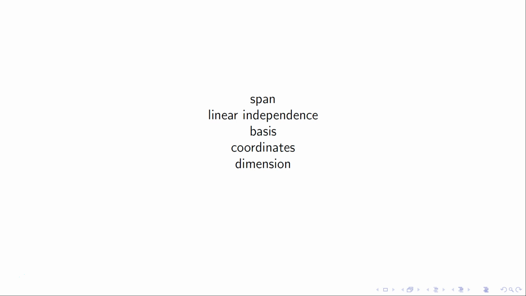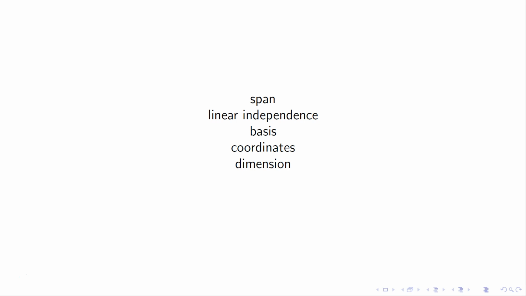So what about all these words here? Span, linear independence, basis, coordinates, and dimension. Those are all words that we've seen in the context of Rn, our favorite vector space. Do they still mean something in these other vector spaces? Well, the definitions we gave for those things, like span, linear independence, and stuff like that, were all definitions that were just algebraic at their heart.